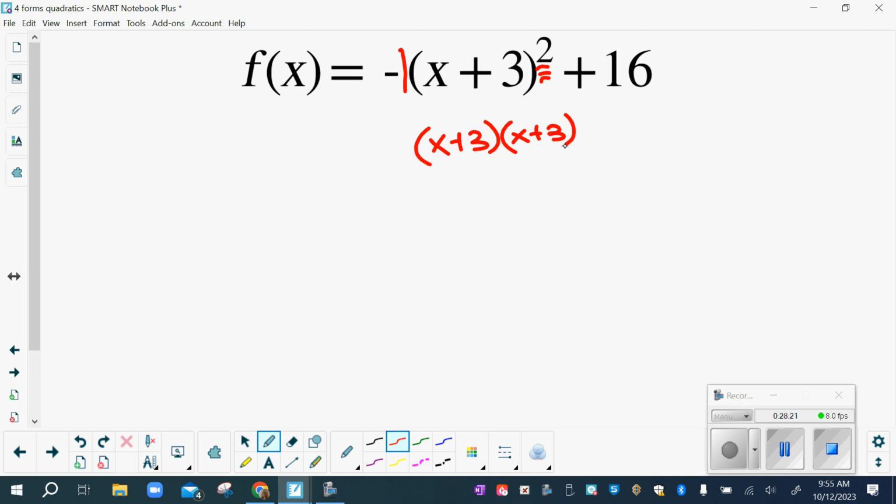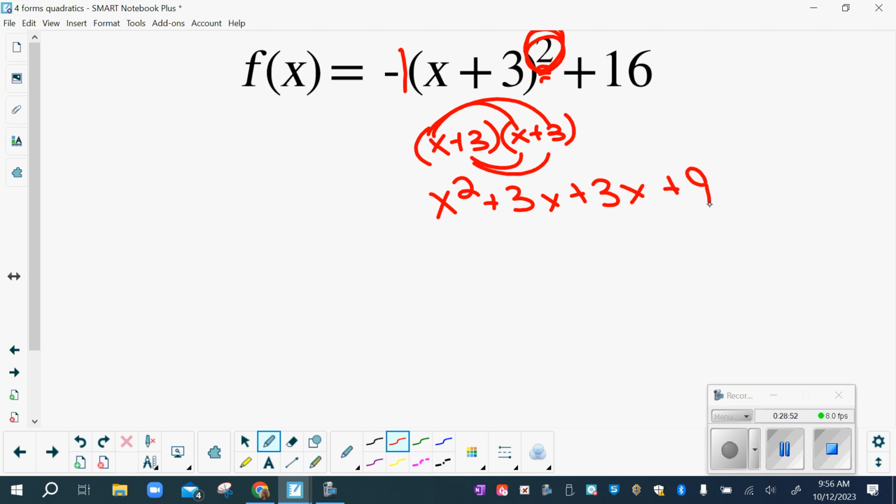That is vertex form, and I'm going to put it in standard form. Right, but where's the x plus the x? Where's that? I am writing it twice, the binomial twice. So here I go. Here to here, x squared, here to here, plus 3x, here to here, plus 3x, here to here, plus 9. So just this part, I have x squared plus 6x plus 9.